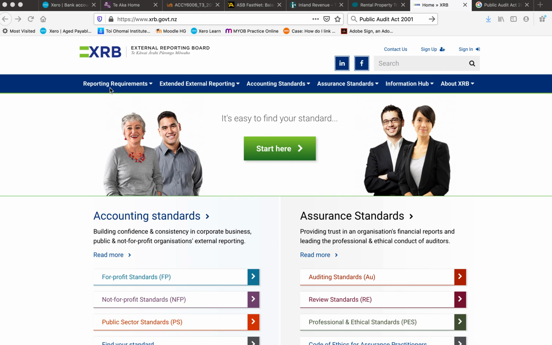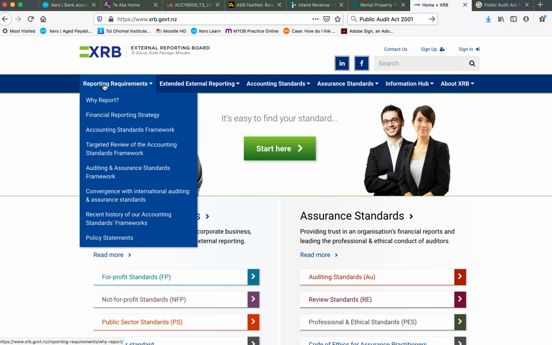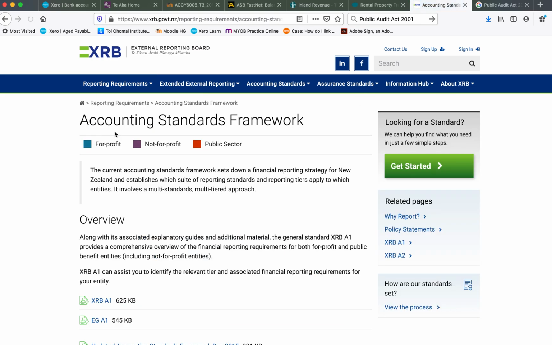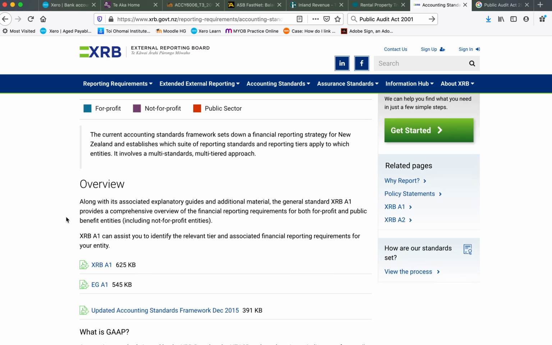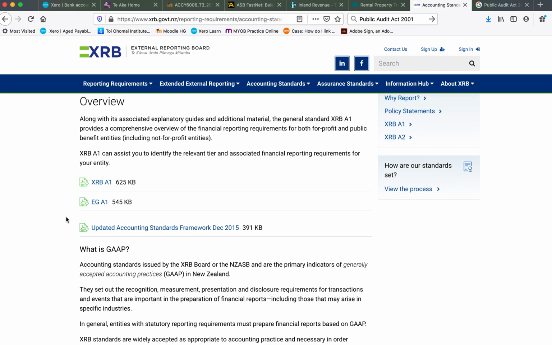There's some simple documents for you to read through that will give you a good understanding. You can also take these documents into the test, all right? So if I go to the reporting requirements and I go down to Accounting Standards Framework, this is what the test is going to be about, right? So there's 20 questions. Some are true and false, and some of them are, choose the right answer, A, B, C, or D, right? So if you have a look at it here, it gives you an overview.